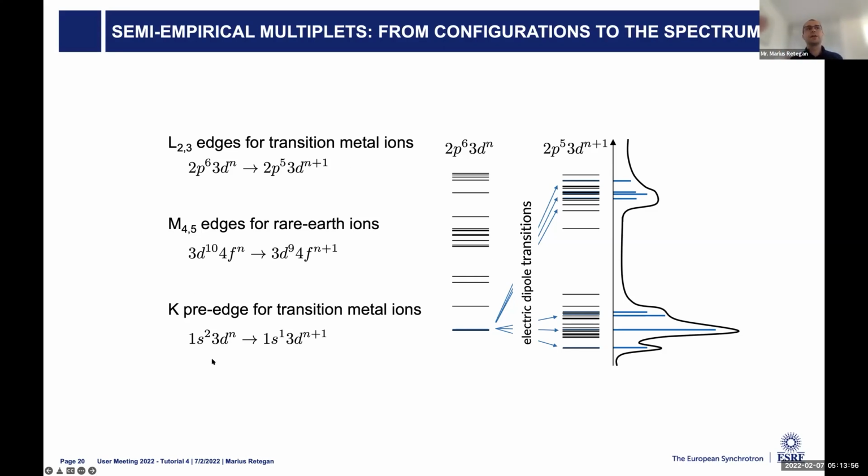Of course, with other types of spectroscopy, like the K-edges, the excitation happens from a 1s core orbital, but in the calculation itself, the same thing happens internally.